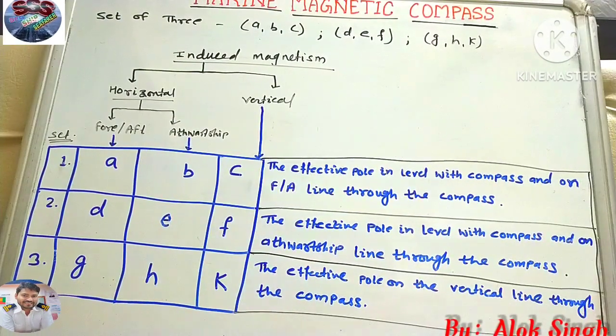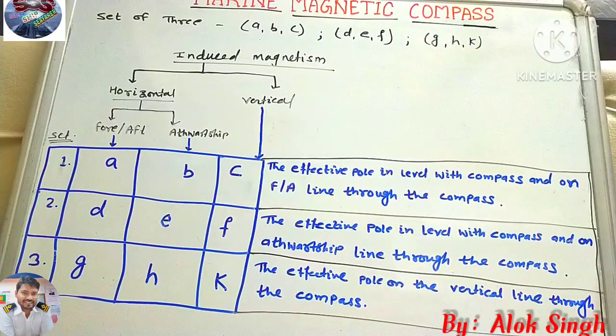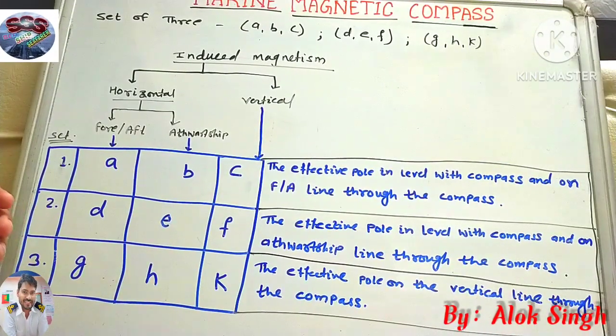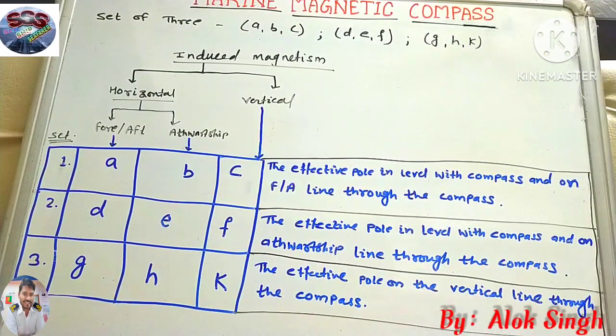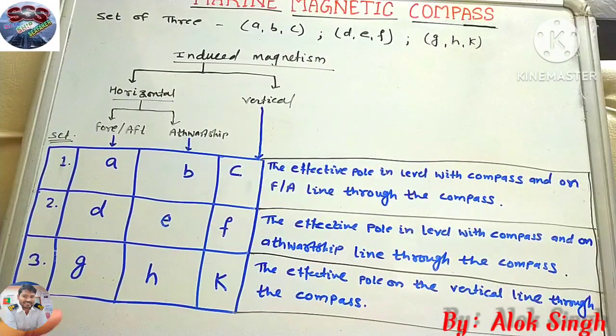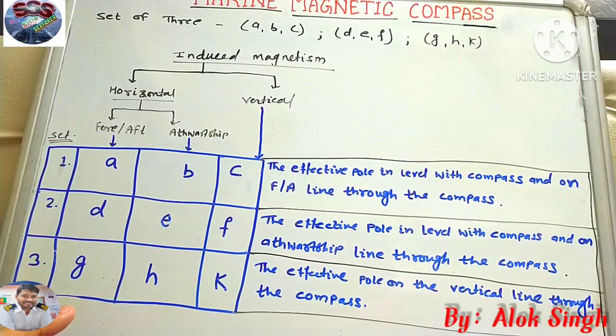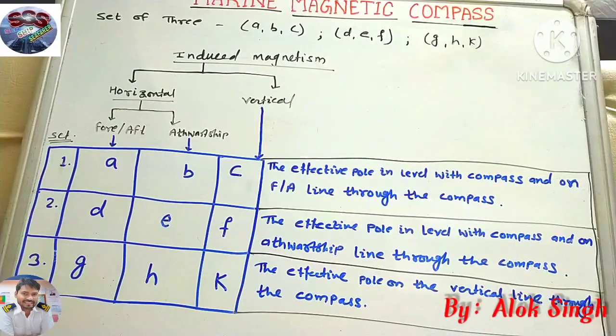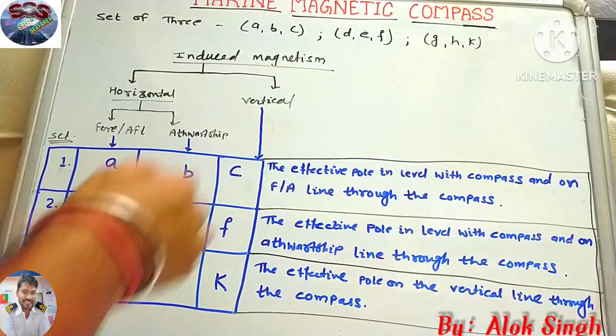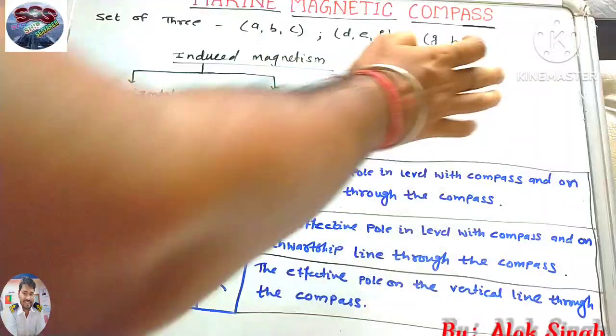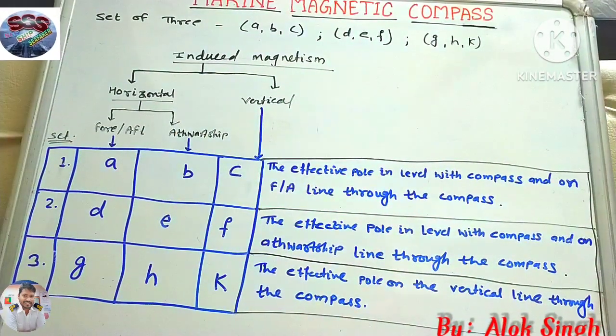Thereafter we saw induced magnetic field. A few terminologies we have already seen, like what is imaginary rod, which all 9 imaginary rods we will see later also, what is effective pole, what is further pole, and then we saw 3 sets of those imaginary rods, that is A, B, C, D, E, F and G, H, K. What is this? We will see one by one in detail.